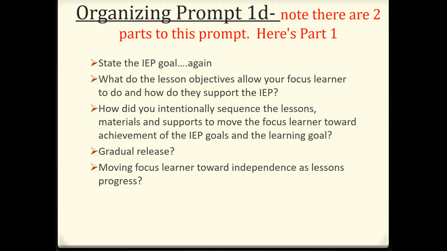Organizing Prompt 1D. Note there are two parts to this prompt. Here's part 1. State the IEP goal. Again, what do the lesson objectives allow your focus learner to do and how do they support the IEP? How did you intentionally sequence the lessons, materials, and supports to move the focus learner toward achievement of the IEP goals and the learning goal? Gradual release, moving the focus learner toward independence as lessons progress.